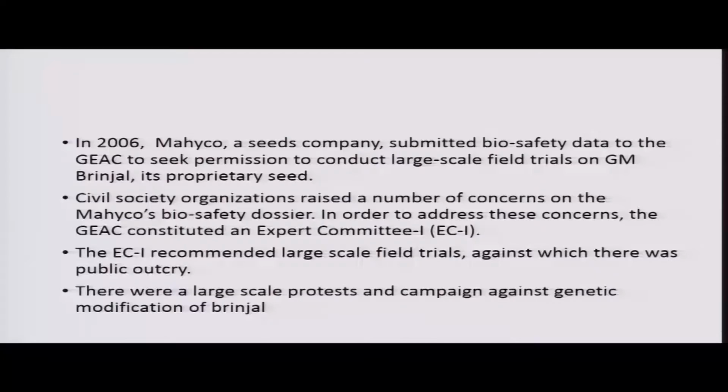Now, how did it begin? In 2006, Mahyco, which is a seed company based in Maharashtra, which is a joint venture with the Monsanto company, which produces Bt cotton seed, which has proprietary control over Bt seed, Bt technology, Bt genes, was collaborating in trying to transfer this Bt technology to India, which has been done. Bt cotton, of course, is there already.